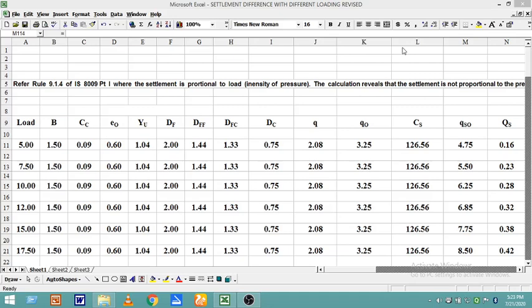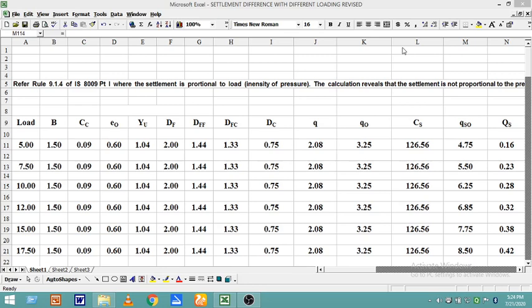Today I shall discuss the settlement of foundations on consolidated soils, plastic clay or normally consolidated clay. There are two types of formation. One is hard clay or hard silty clay, and the other is compressible clay or stiff clay, but not heavily pre-consolidated.